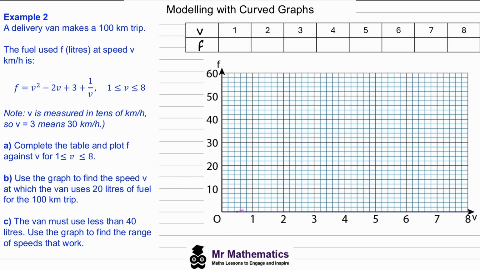In example 2, we're told that a delivery van makes a 100-kilometer trip, and the amount of fuel used, F liters, at speed v kilometers per hour is given by this model here. And we're told that v is measured in tens of kilometers per hour. So when v is 3, this means 30 kilometers per hour. And we're told this ranges from 10 kilometers per hour to 80. For part A, we need to complete the table and plot F against v within that range.